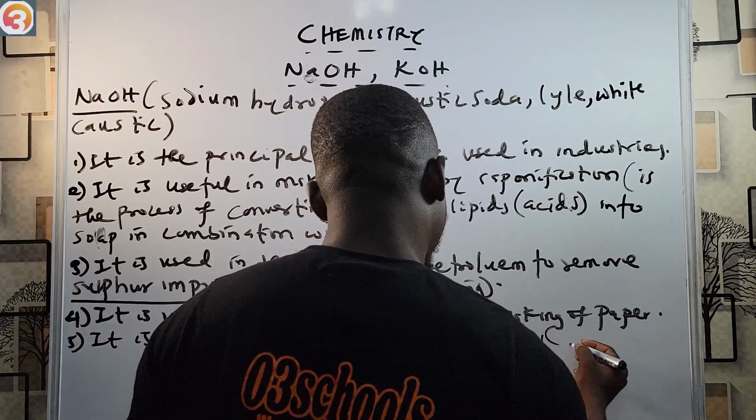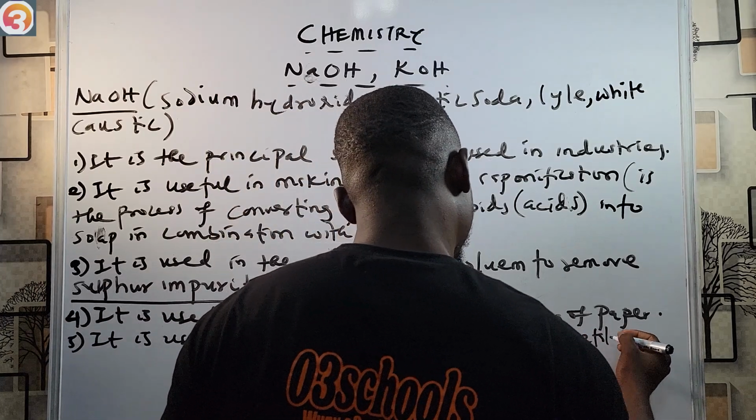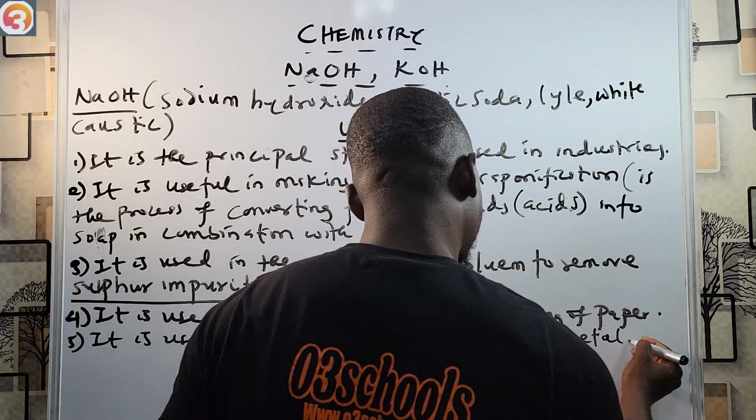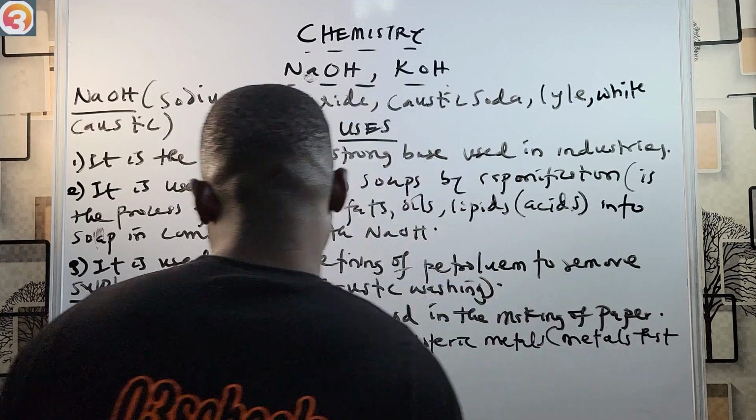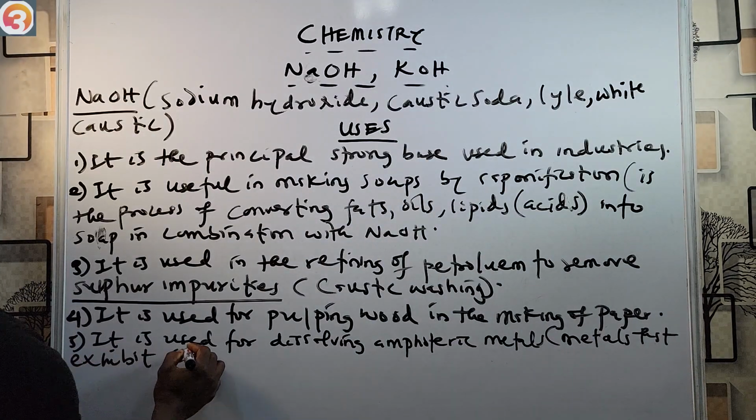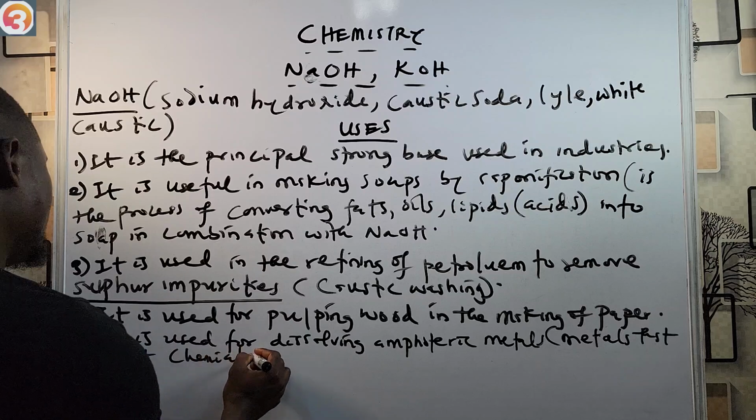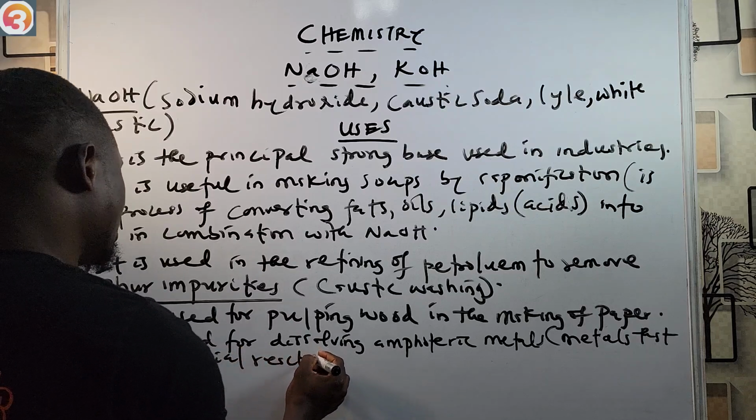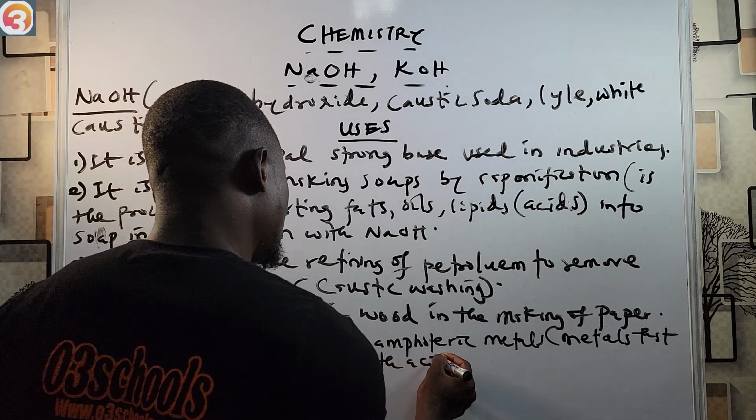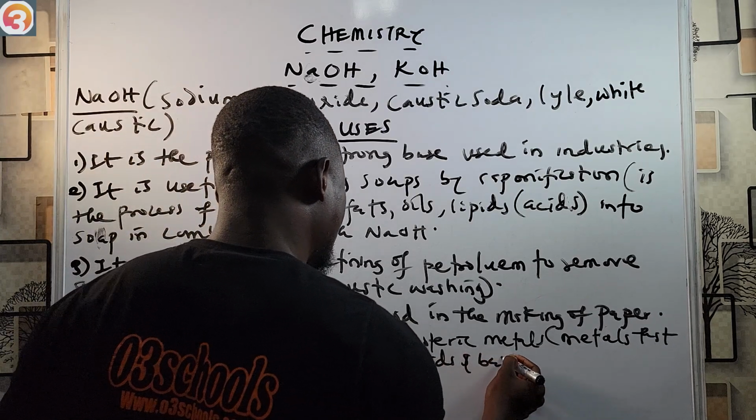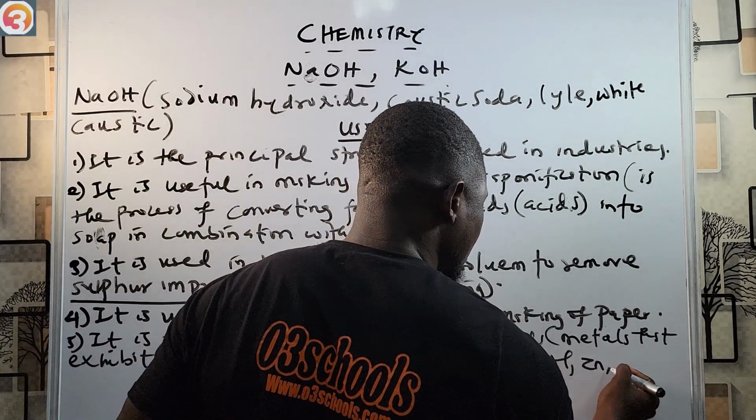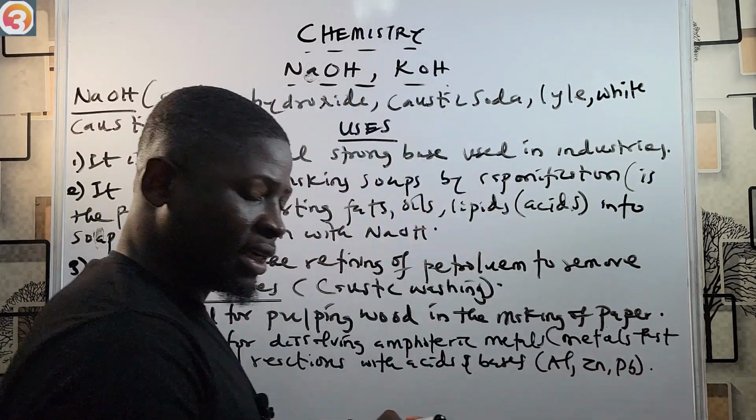Amphoteric metals are metals that exhibit chemical reactions with acids and bases. Examples are aluminium, zinc, and lead. These are all amphoteric metals.